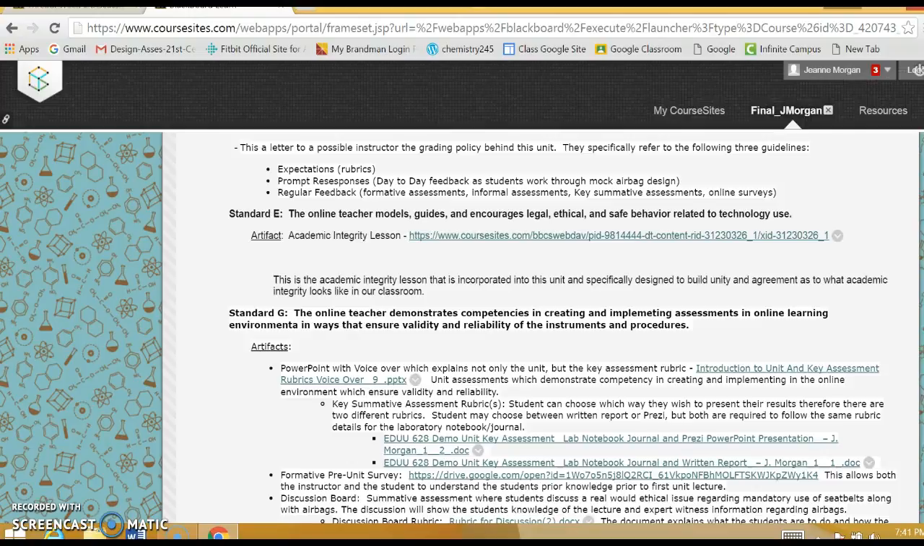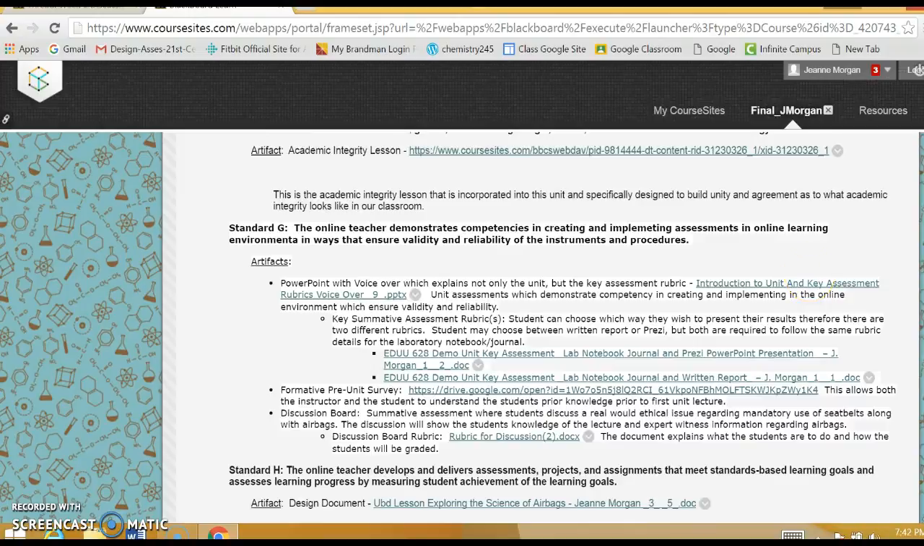INACOL Standard G, the online teacher demonstrates competency in creating and implementing assessments. You will see a number of different artifacts here. This demo unit contains 3 specific guidelines for you to use. So it has introduction to the unit and key assessment rubrics with voiceover. It's a PowerPoint that demonstrates competency in creating and implementing the online environment, ensuring validity and reliability.